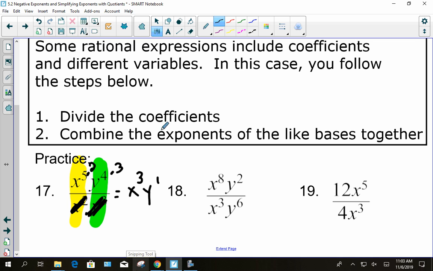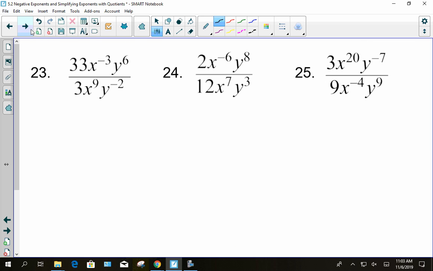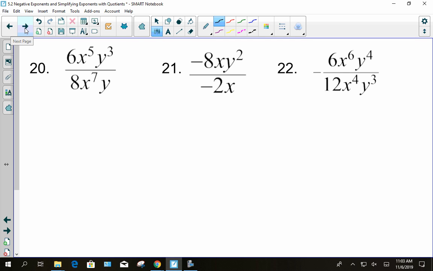What happens when you get numbers? Well, you simplify them first. Let's go to 22. Where's the negative at here, kids? Well, the negative goes, I put it with the top number, but it doesn't matter. In your calculators, go 6 divided by 12. What's 6 divided by 12? So I put a 2.